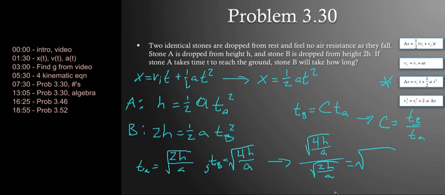Since everything is in a square root, I can put everything all together. So here we have 4h over a. And then since this is divided by, this fraction gets flipped. So here is a over 2h. And this simplifies down to the square root of 2. So here c is going to be the square root of 2. So then this tells us that we're going to have square root of 2 times t should be the time that it takes b to fall 2h.